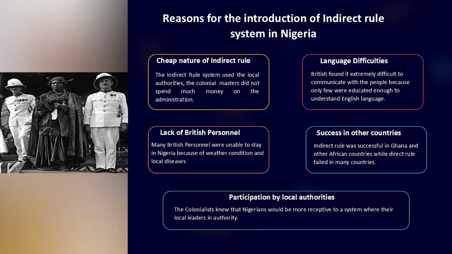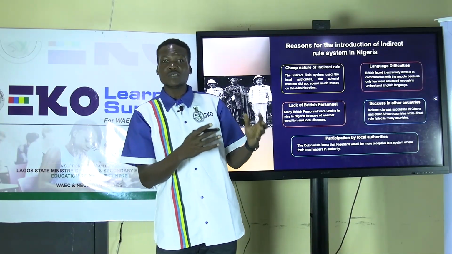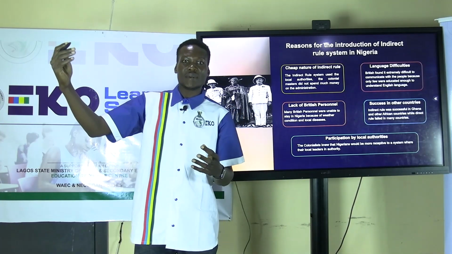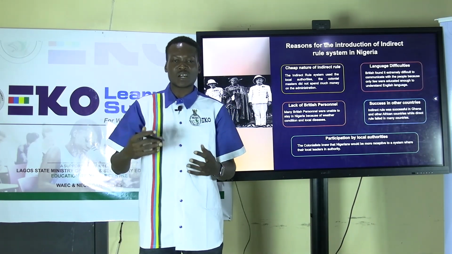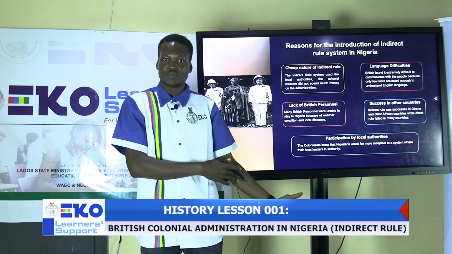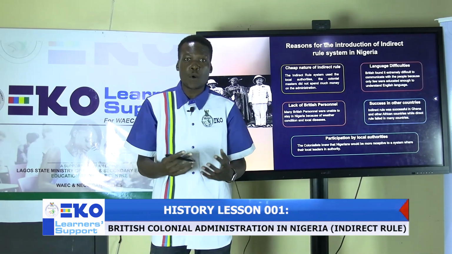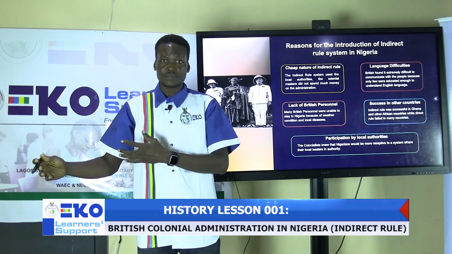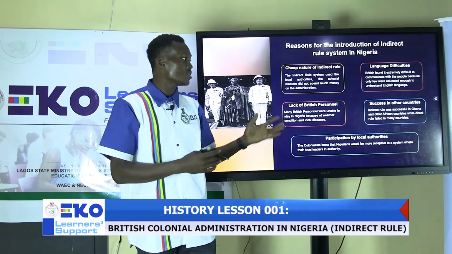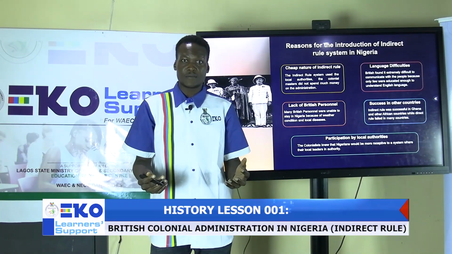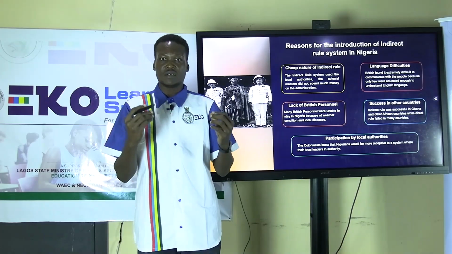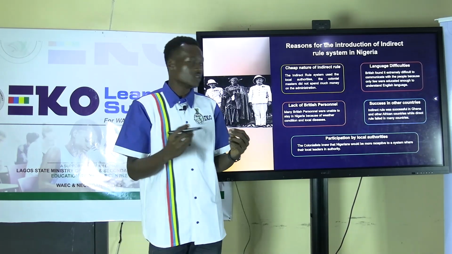One is the cheap nature of the indirect rule system. Indirect rule is very cheap, in the sense that the British colonialists did not have to pay. You will agree with me that if the colonialists had to bring in experts or people from their country to serve in the political administration, it would cost them more money because they would have to pay them wages or salary. But the traditional rulers are not being paid. So it's a very cheap form of administration.